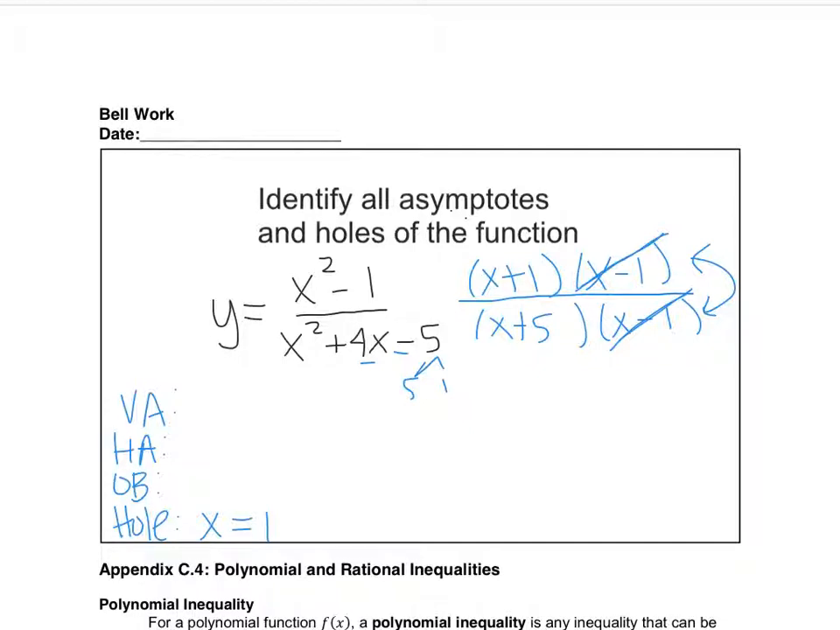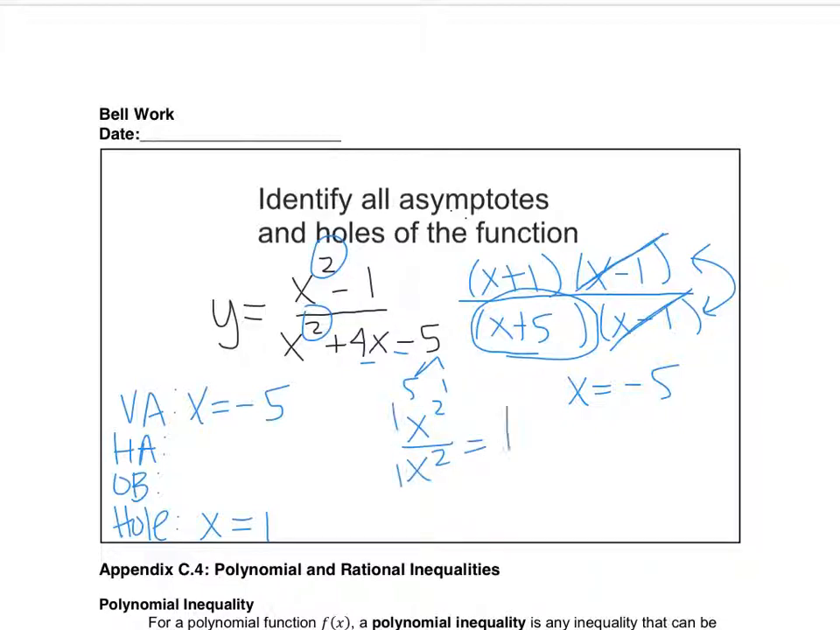Now, as far as vertical asymptotes go, I still have one, and that's going to be at x equals negative 5. And then a horizontal asymptote is based on the exponent of the top and the bottom. Now they match, so x squared over x squared reduces to 1. So I have a horizontal asymptote at y equals 1. And I do not have an oblique asymptote. So that takes care of the bell work today.